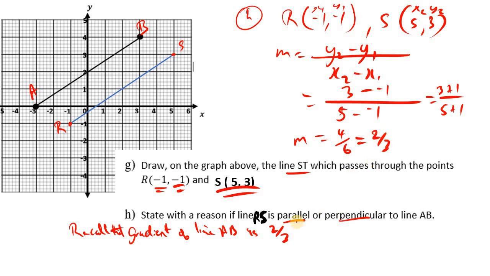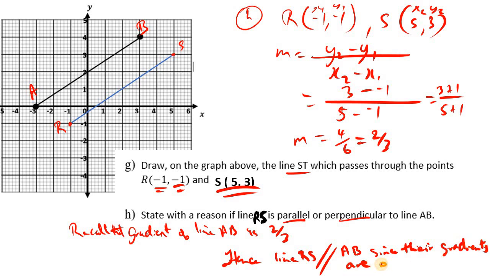So therefore, the line RS has a gradient of 2/3, right? So we can continue by saying hence line RS is parallel, use a symbol to mean parallel, is parallel to which line again? AB. It's parallel to line AB, since their gradients are equal. I can say the gradients are the same. The more geometric term is equal, right?